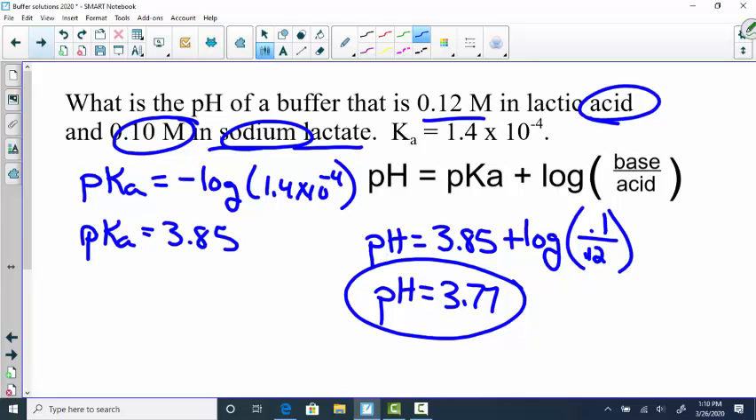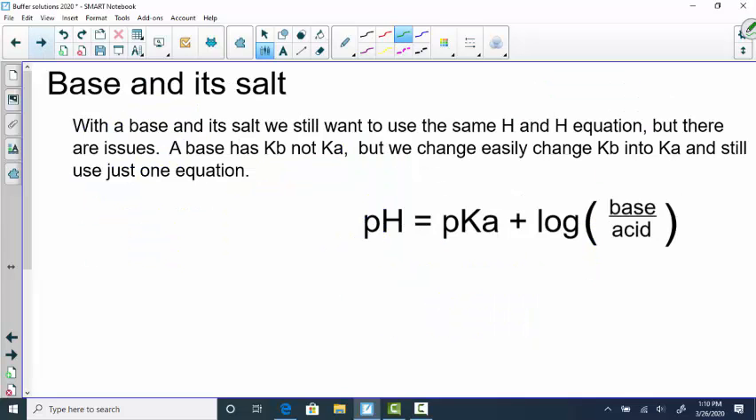And then a little side note, notice I never told you the formula of lactic acid or sodium lactate. Formulas didn't matter. Okay? What does matter is that we know that we're only donating 1 proton. Okay? But the formula of this doesn't matter. We can solve this without a chemical formula.